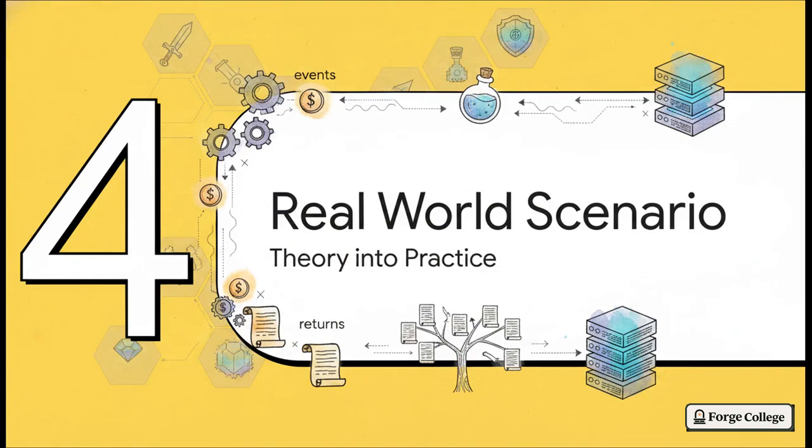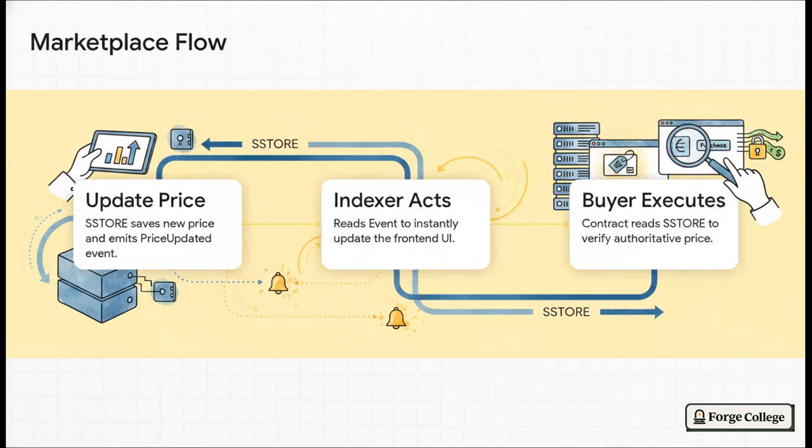Let's move into Section 4, Real-World Scenario. Theory into practice. Let's apply all this theory to a decentralized item marketplace where sellers are constantly tweaking their prices. So, step 1, a seller calls update price. The contract executes an expensive SSTORE to save that new state, and it emits a price-updated event.